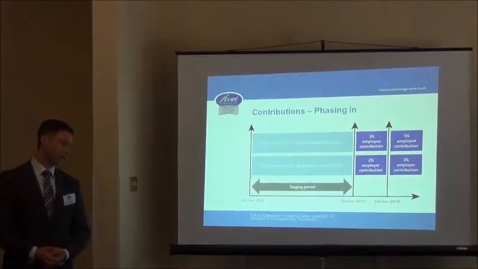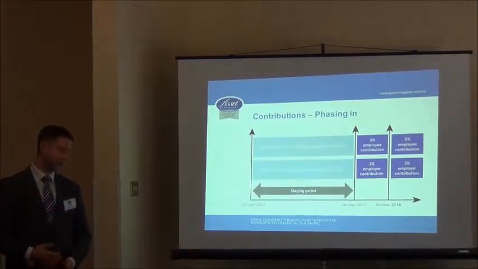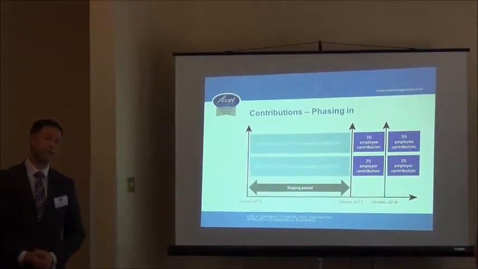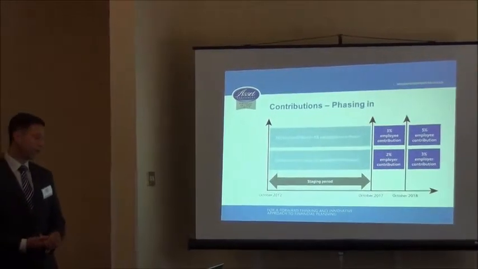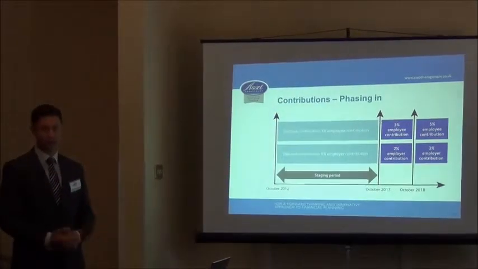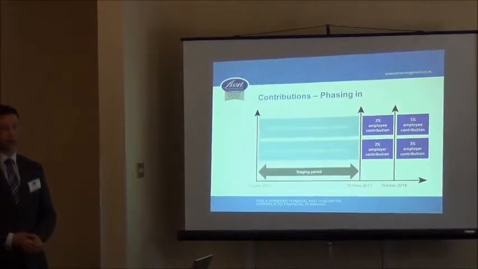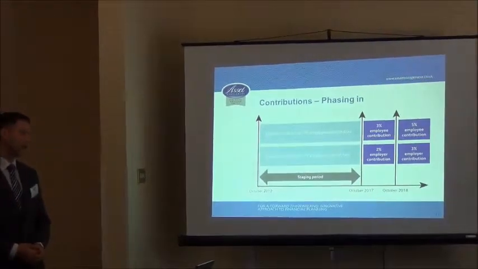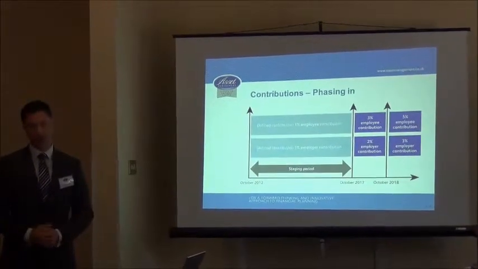So, as I said earlier, October 2012 is when auto-enrolment started. So from that date up until October 2017, the minimum contribution that you will have to contribute as an employer is actually 1%. And if we use a qualifying earnings definition, it would be 1% of that band of earnings, so anything over 5.5 and under 41,000. And again, the employee would also have to contribute 1% of those figures.